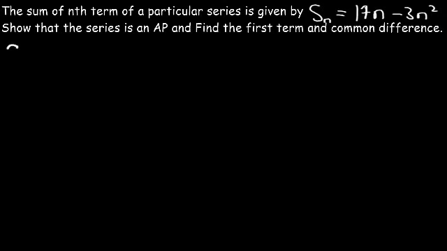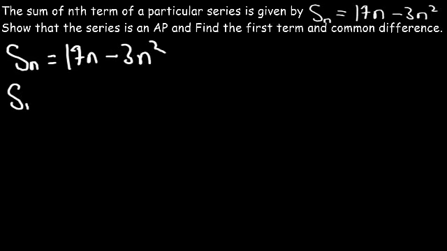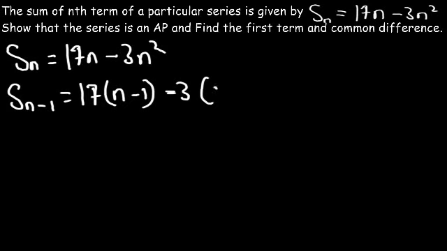Alright, so if S sub n is equal to 17n minus 3n squared, then S sub n minus 1 will be equal to 17 multiplied by n minus 1, minus 3 multiplied by n minus 1, all squared. Perfect. So let's simplify S sub n minus 1. If I distribute 17, I should have 17n minus 17.